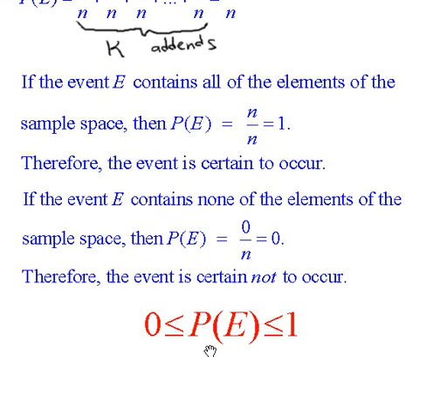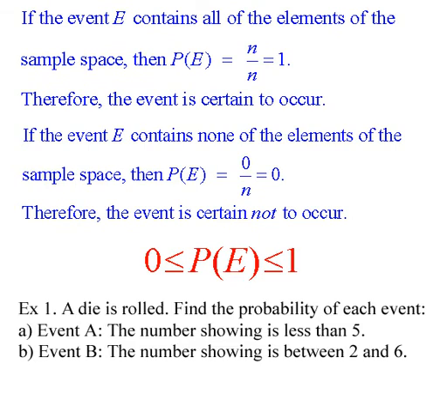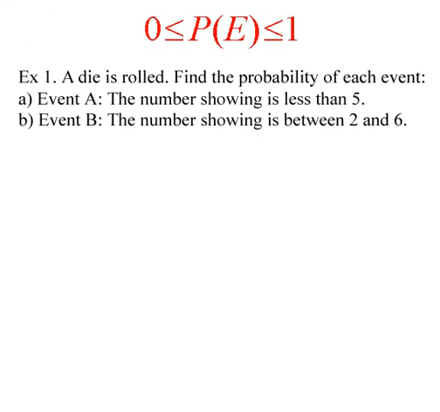Right, and again, once more, the probability of any of our events has to be greater than or equal to 0, less than or equal to 1. So let's look at a few examples in this particular case. We roll a single die, find the probability of each event.